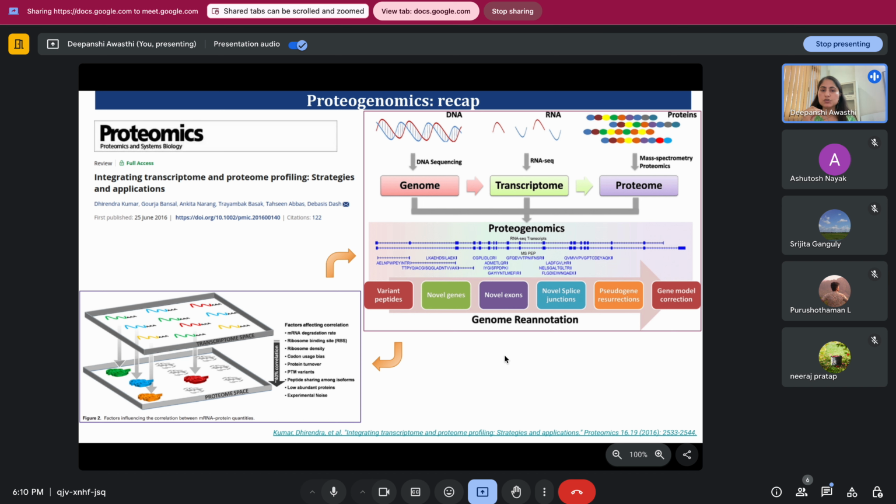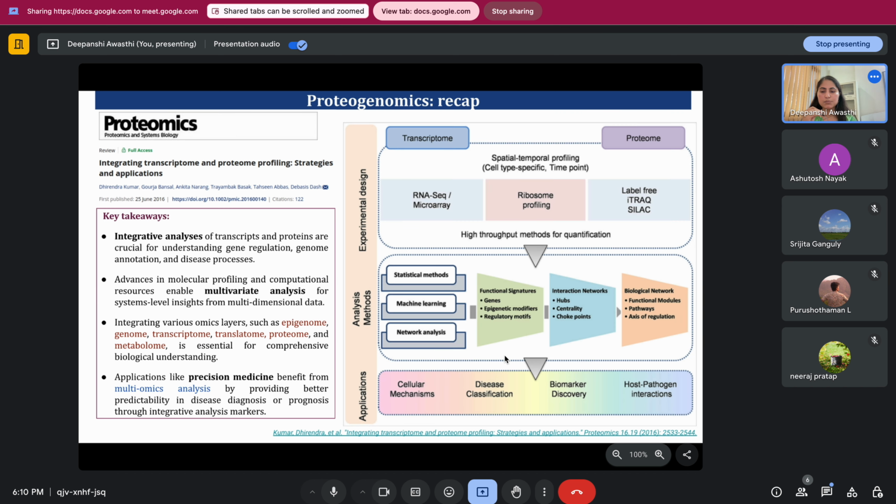That's why we need proteogenomics to correlate between both of them. And in this paper, they have shown how to design the experiment and how to analyze the proteogenomic data. They have told that in case of experimental design, if we talk about the transcriptome data, we can obtain it from RNA-seq studies or microarray studies, and the proteome data can be obtained from mass spectrometry. There are different types of mass spectrometry: label-free, iTRAQ and SILAC.